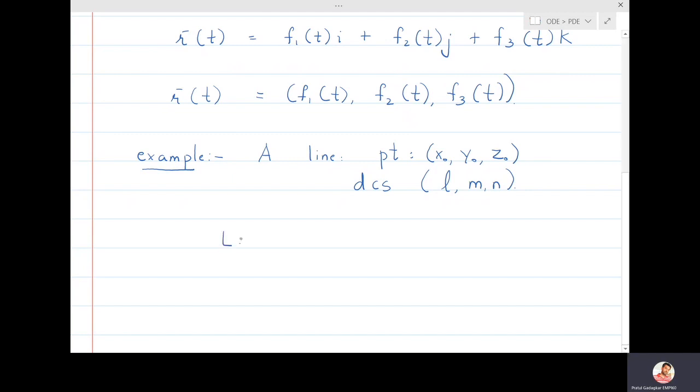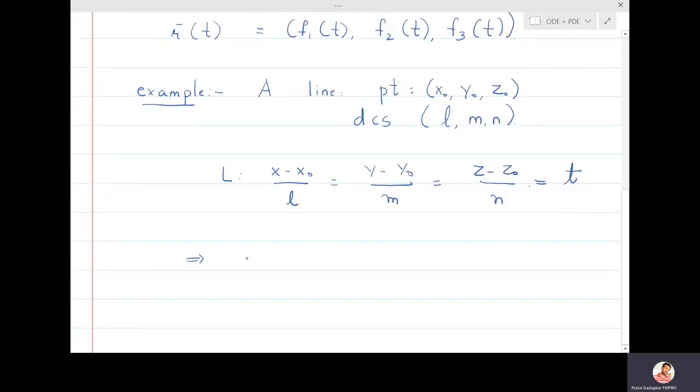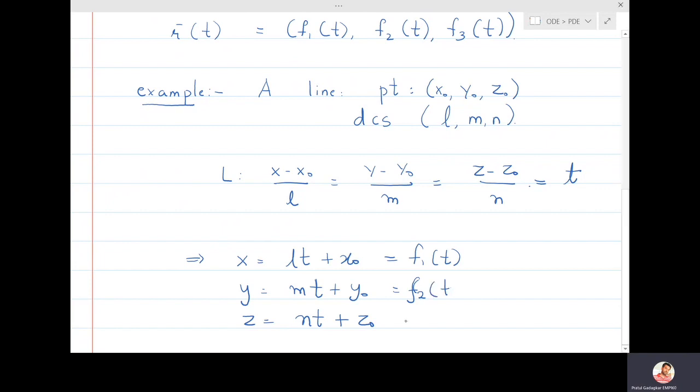So the line is given by what form? The line is of the form (x minus x0)/l equals (y minus y0)/m equals (z minus z0)/n. So this is basically the line given in the three-dimensional space, and I will assume it to be t. So this will give me that x is equal to lt plus x0, y is equal to mt plus y0, and z is equal to nt plus z0. So this is my function of t, f1(t), this is f2(t), and this is the third one, f3(t).